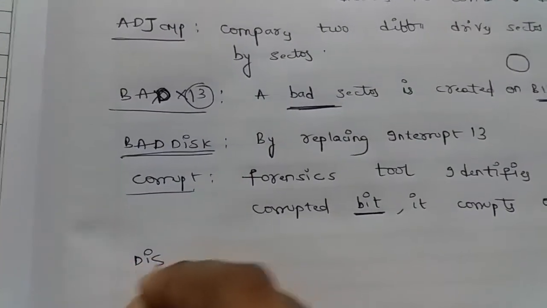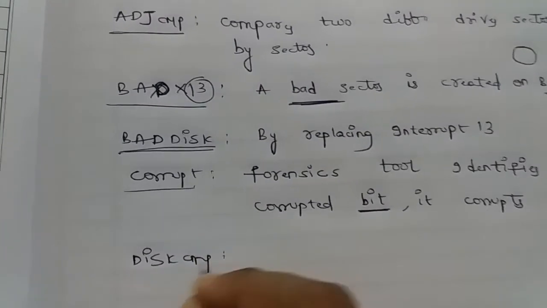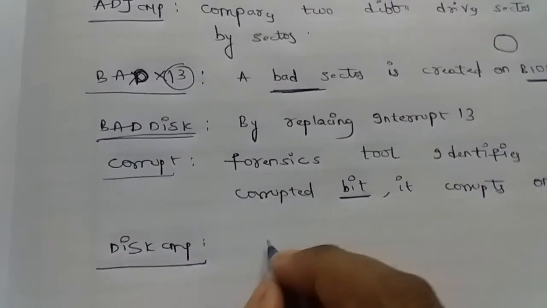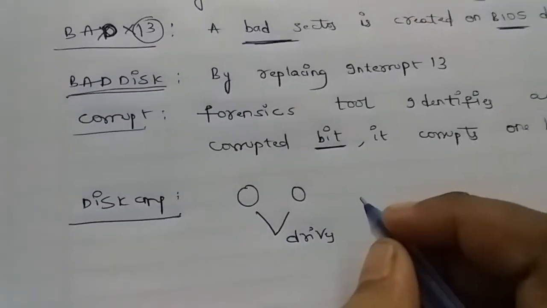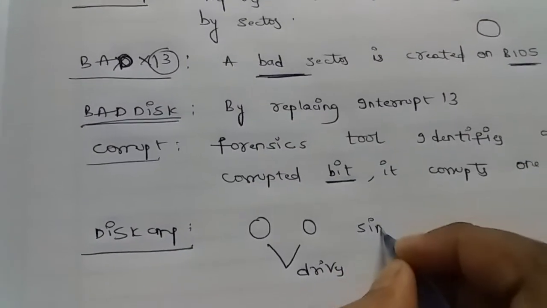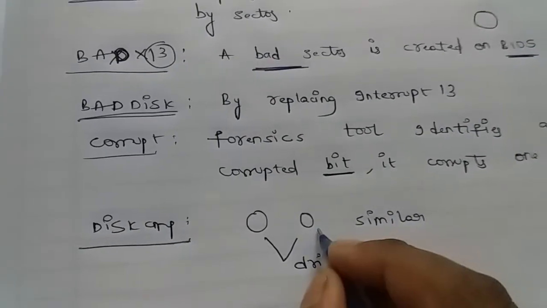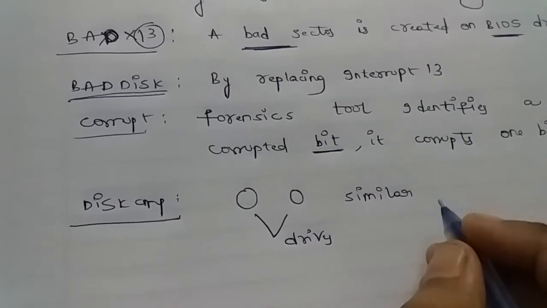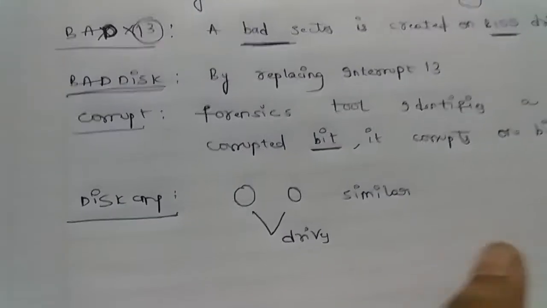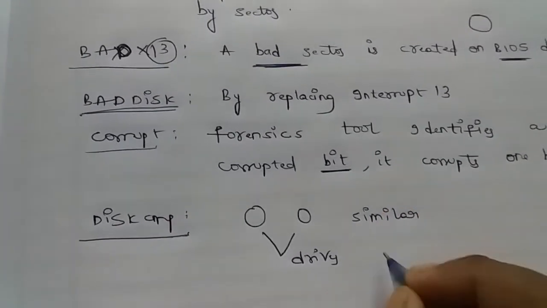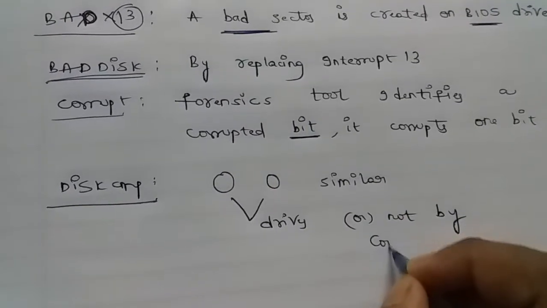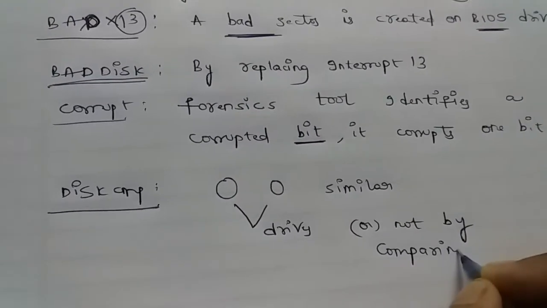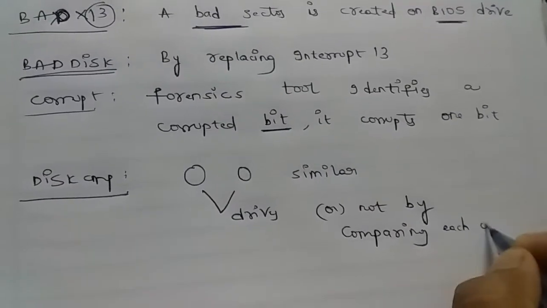And the next one, disk CMP. Whether two drives are there, both are similar or not is determined by comparing each other.